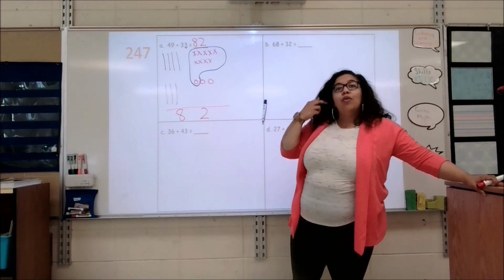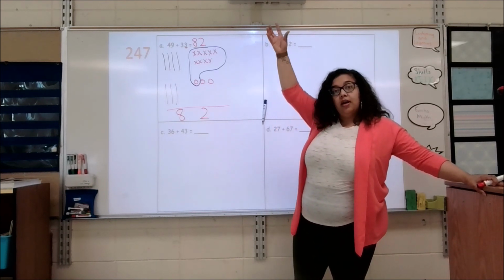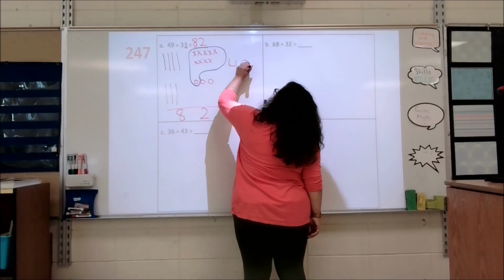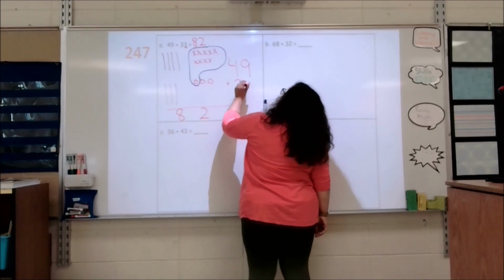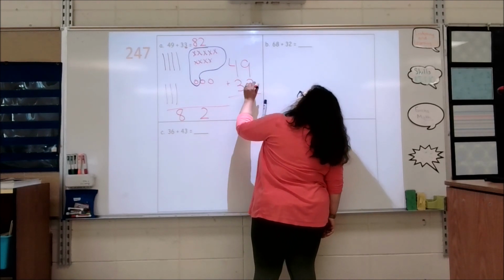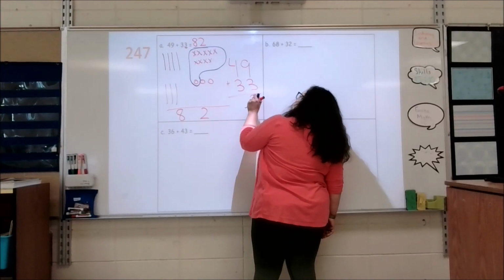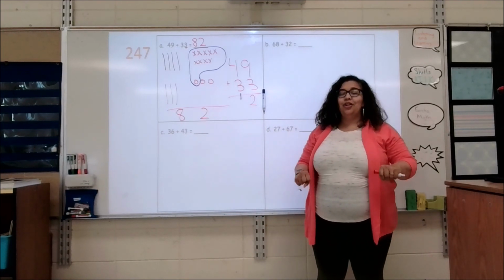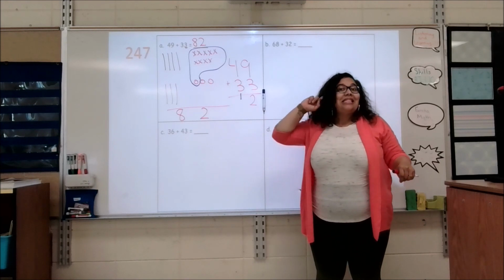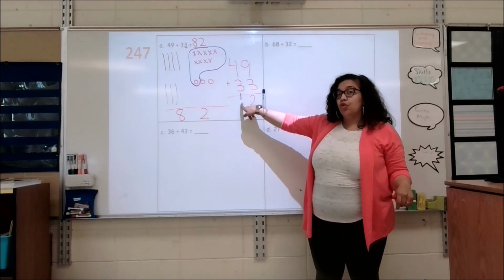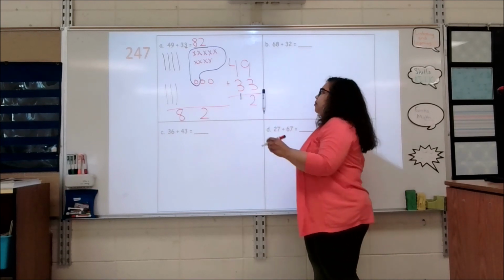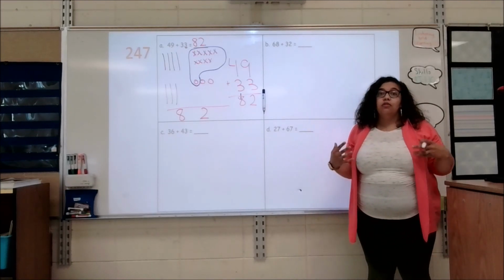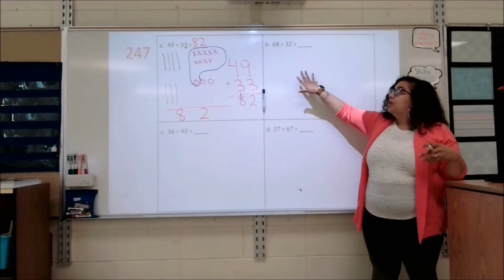Write a number sentence. Write a vertical, up to down, top to bottom, number sentence. So 4 tens and 9 ones plus 3 tens and 3 ones. 9 ones plus 3 ones is 12 ones, which is really 12, which is 10 and 2. You heard that? So it's 2 ones and a group of 10. Putting together all of our groups of 10 leaves us with 8 groups of 10. 49 plus 33 still equals 82.